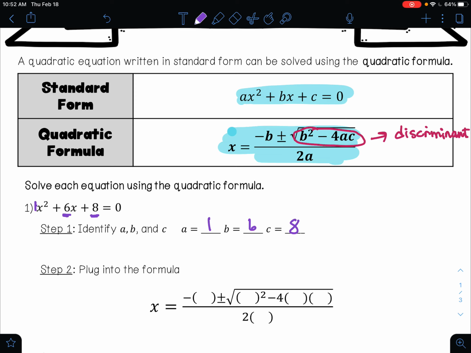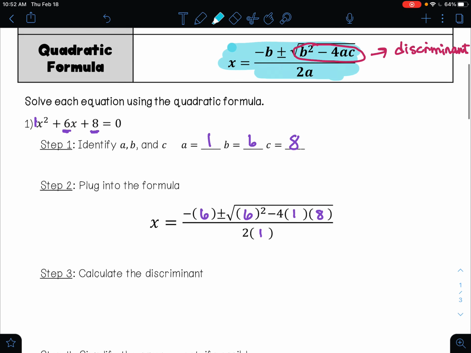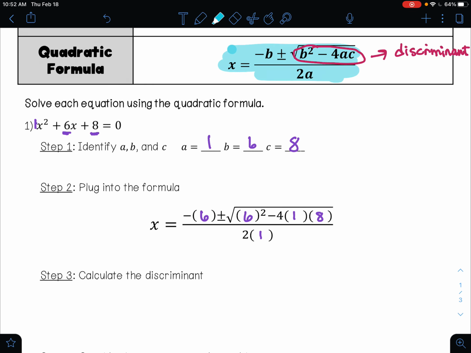Step 2 is to plug into the formula. And I have the formula listed out for you here. So I'm going to have negative b plus or minus the square root of b squared minus 4 times a times c all over 2 times a. Step 3 is to calculate the discriminant. So remember, the discriminant is the number underneath the square root symbol.